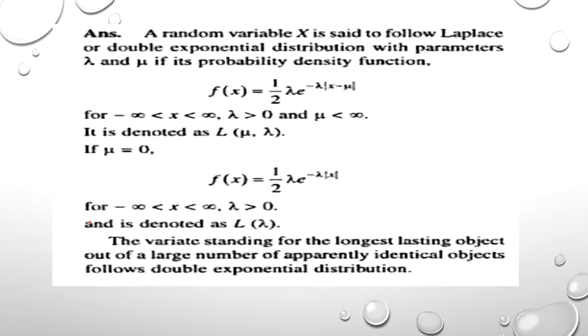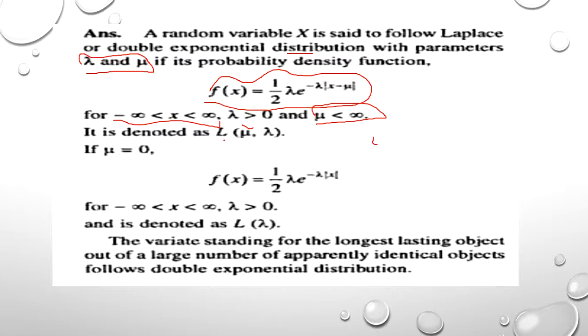Okay, now we can move to the 2 parameter exponential distribution. A random variable x is said to follow the Laplace or double exponential distribution with parameters lambda and mu. Here lambda and mu both are parameters. This is the PDF of the double exponential distribution. x takes values from minus infinity to infinity. Here lambda is greater than 0, and mu is less than infinity, which means it can be 0 also.